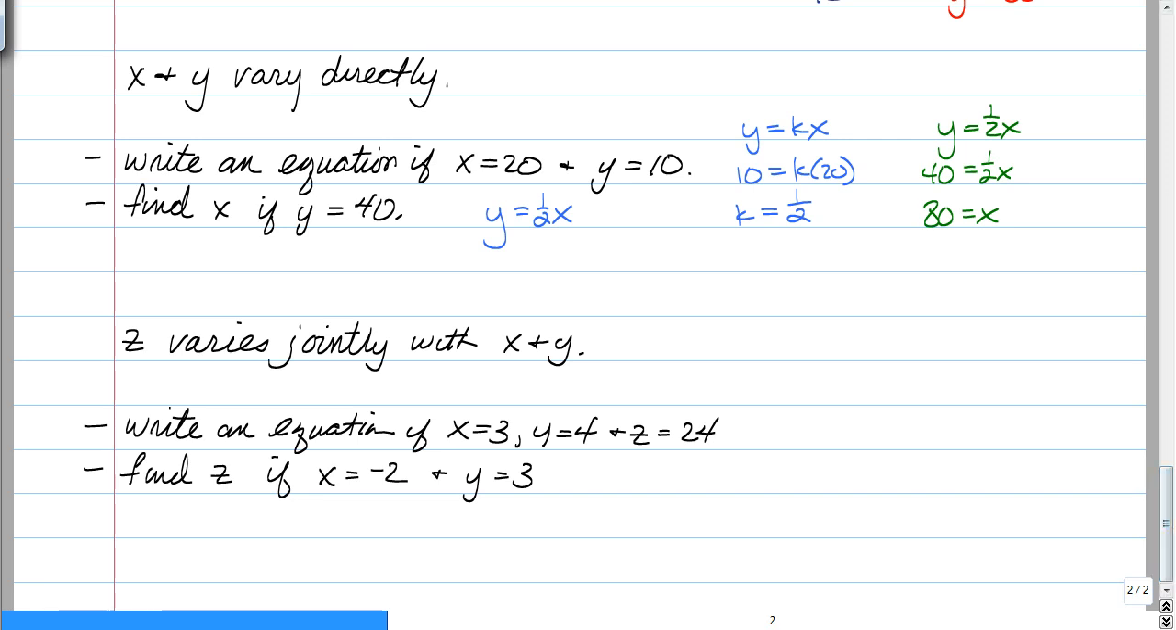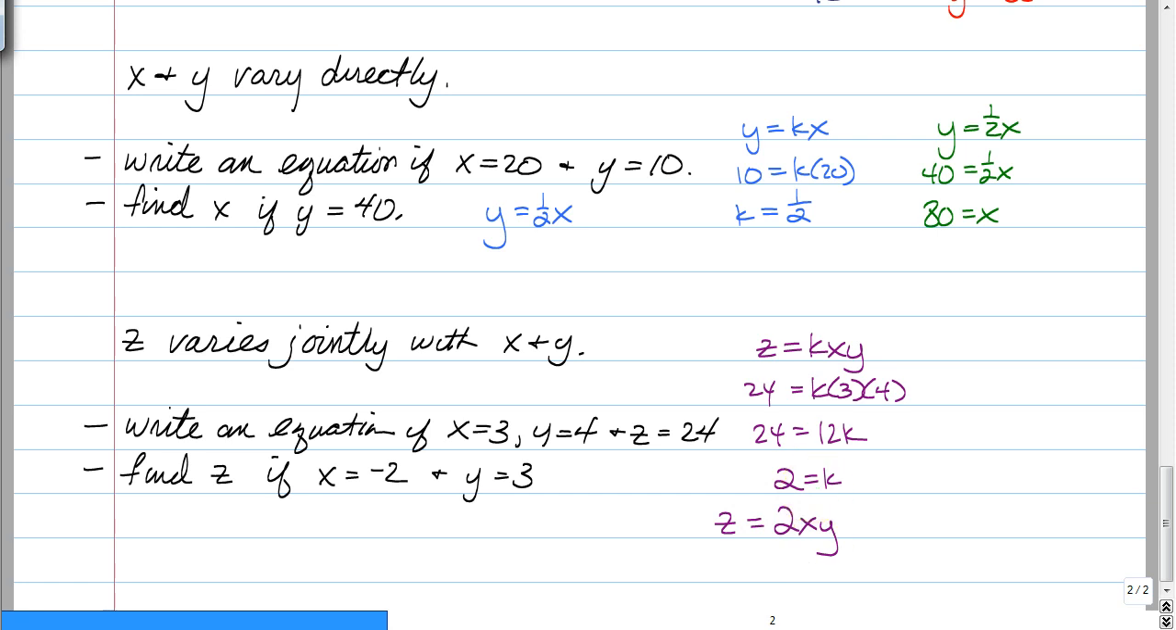Last example in the notes, joint variation. z varies jointly with x and y. So z is equal to k times x and y. So now we're going to substitute in our information. We know that we have x is 3, y is 4, and z is 24. Start solving. So 24 is equal to 12k. So that means k is equal to 2. The equation z is equal to 2xy.